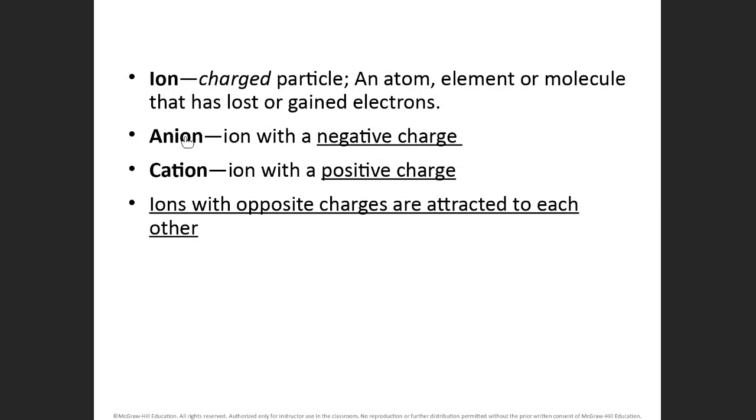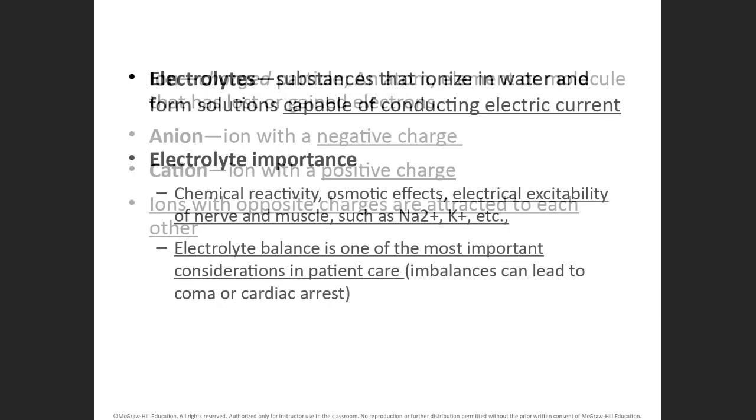Now, ions are of 2 kinds. You can have an anion or a cation. An anion is going to be something with a negative charge, something like chloride, for example. Chloride has 1 negative charge, so it's classified as an anion. A cation is one with a positive charge, and those are the ones that I just mentioned. Now, ions with opposite charges are going to attract to each other. So an anion will attract to a cation, and they will form a bond together.